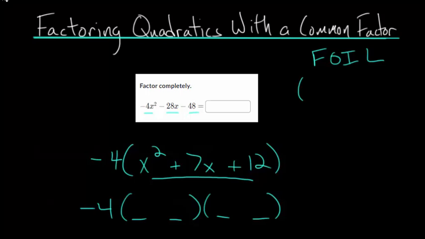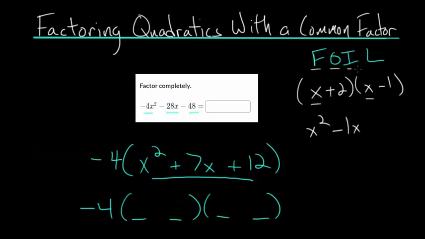Let me use a different color here. Let's say we have x plus 2 times x minus 1. The FOIL just means multiply the first ones together, you get x squared. Multiply the outer ones, x and minus 1, to get minus 1x. Then the inner ones, 2 times x, so plus 2x. And then the last ones, plus 2 and minus 1, would be minus 2. At this point, you can combine and simplify, but essentially, we're going to go from here back to this. So I refer to it as sort of a reverse FOIL method.